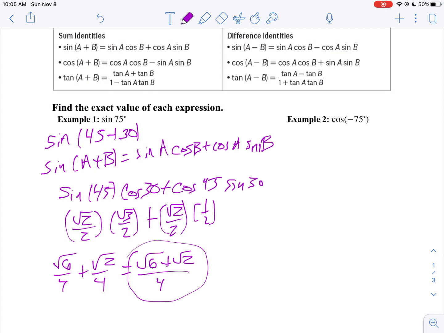Now, how am I going to do negative 75 degrees? I guess I could do negative 45 and negative 30, but I'm going to think of it a different way. How about if I do the cosine of 120, because I know that's on my unit circle, minus 45. Still have the 45 in there. So if I take 120 minus 45, actually that's backwards. That would give me 75. I want negative 75, so I'm going to rewrite that as 45 minus 120.